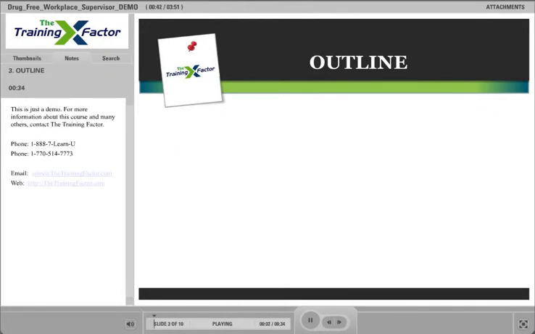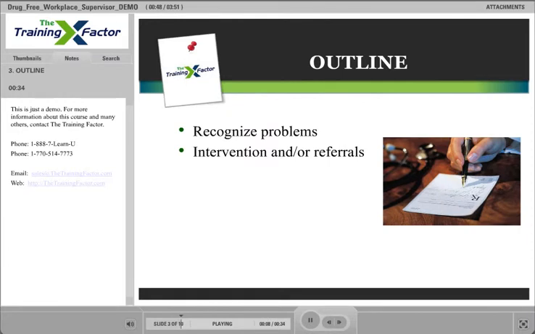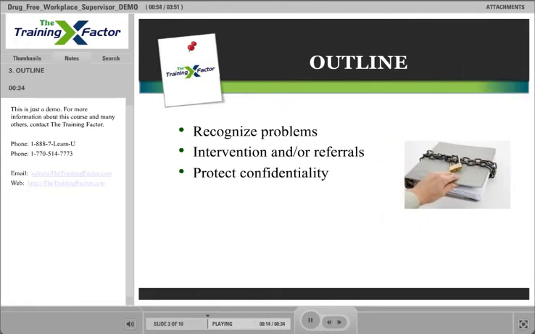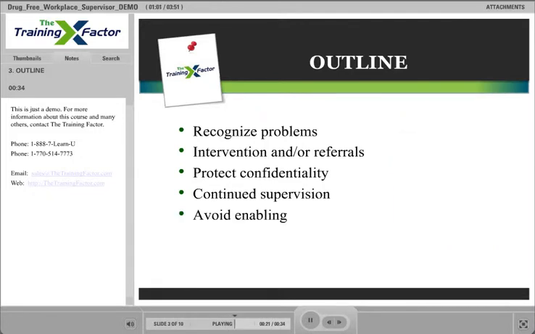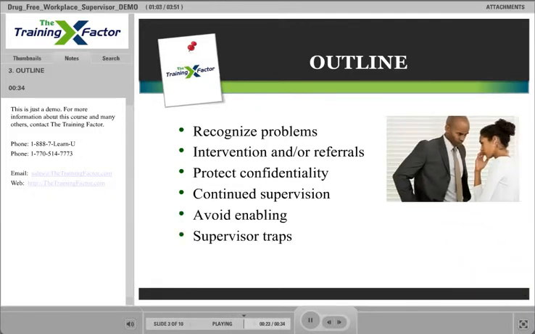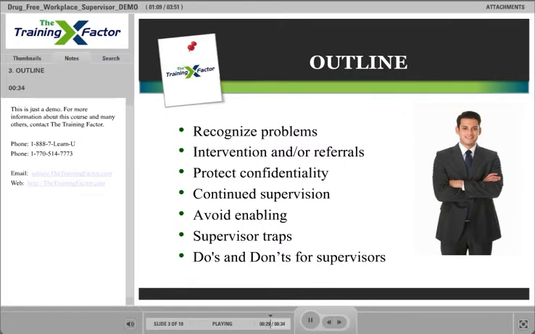You'll learn how to recognize when employees might have a problem with alcohol or drugs, and respond through interventions and/or referrals. We'll also discuss ways to protect confidentiality. Next, we'll talk about the concept of continued supervision, how to avoid enabling, and supervisor traps. Finally, we'll recap do's and don'ts for supervisors with respect to drug-free workplace programs.